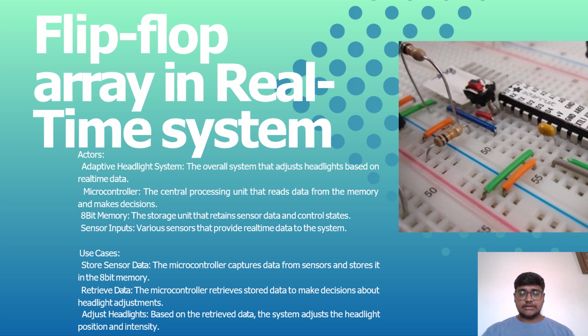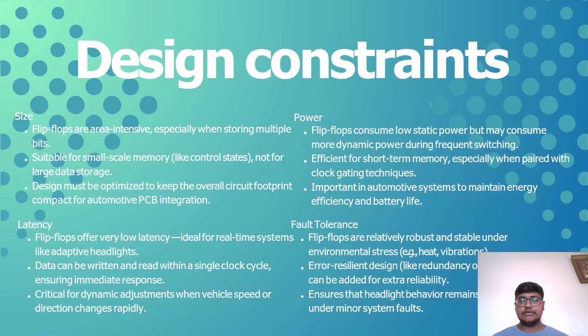In this use case, the microcontroller captures data from sensors, stores it into an 8-bit memory, then it will retrieve the stored data, make decisions about headlight adjustments, and based on the retrieved data, the system adjusts its headlights, positions, and intensities. There are certain design constraints to this system, aside from all the upsides.